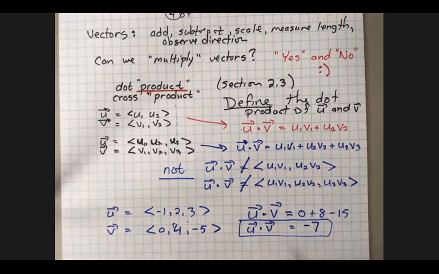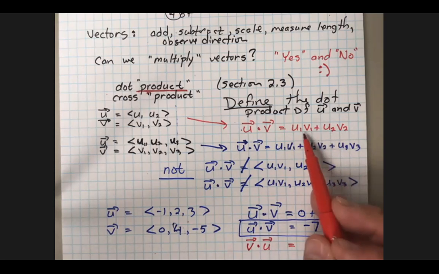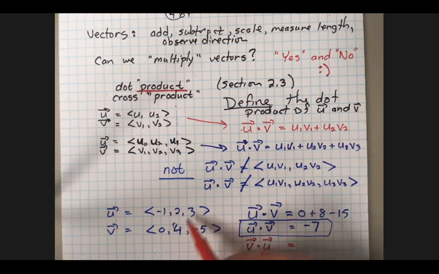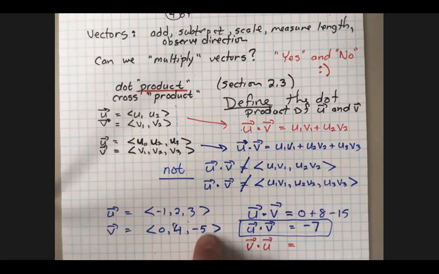Well, instead of talking about where it fails, why don't we talk about where it succeeds? What if I had dot product V dot U? In other words, I want to convince you, if I do U dot V or V dot U, it literally doesn't make any difference if I switch the order of these numbers in here. Instead of minus 1 times 0, 2 times 4, 3 times minus 5, what if I did 0 times minus 1 plus 4 times 2 plus minus 5 times 3? Because it doesn't matter what order I multiply the numbers. It doesn't matter what order I take a dot product. Still minus 7.